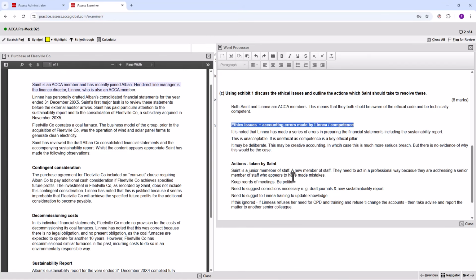Fantastic. There are 3 other questions in this mock. Make sure that you've had a go at them all. Make sure that you understand the debriefs. Make sure you have a look at those model answers. All right? Onwards and upwards.